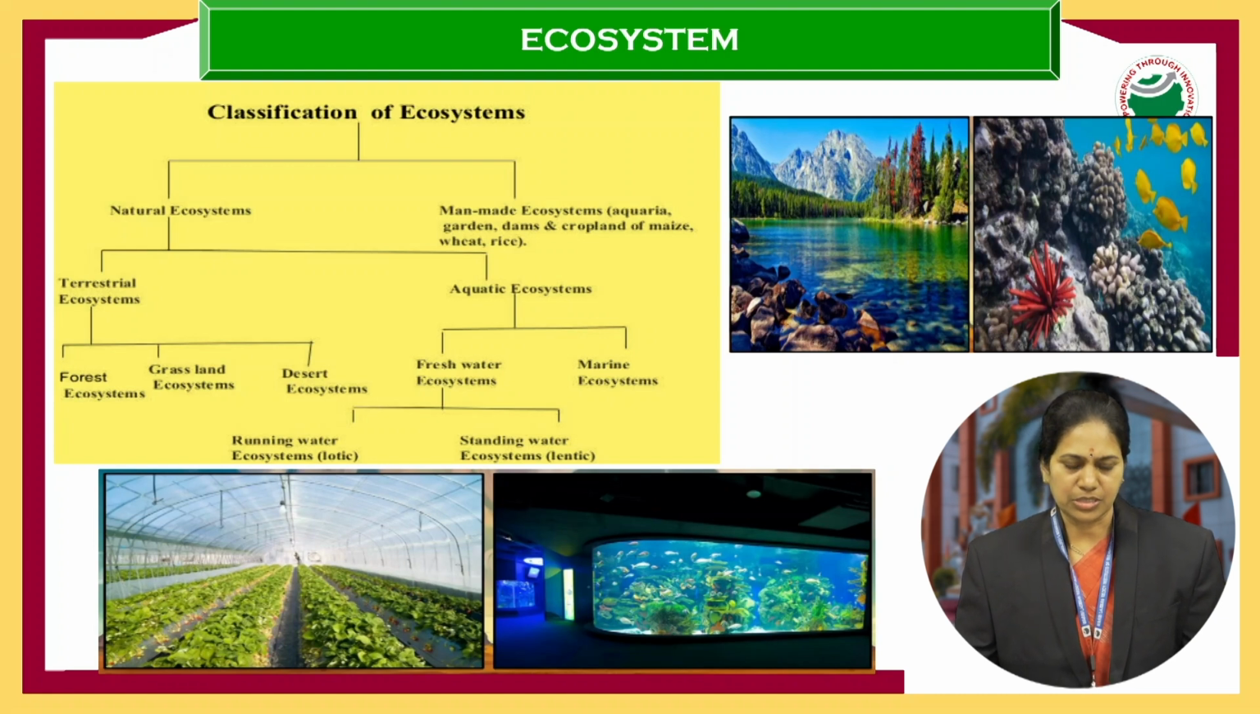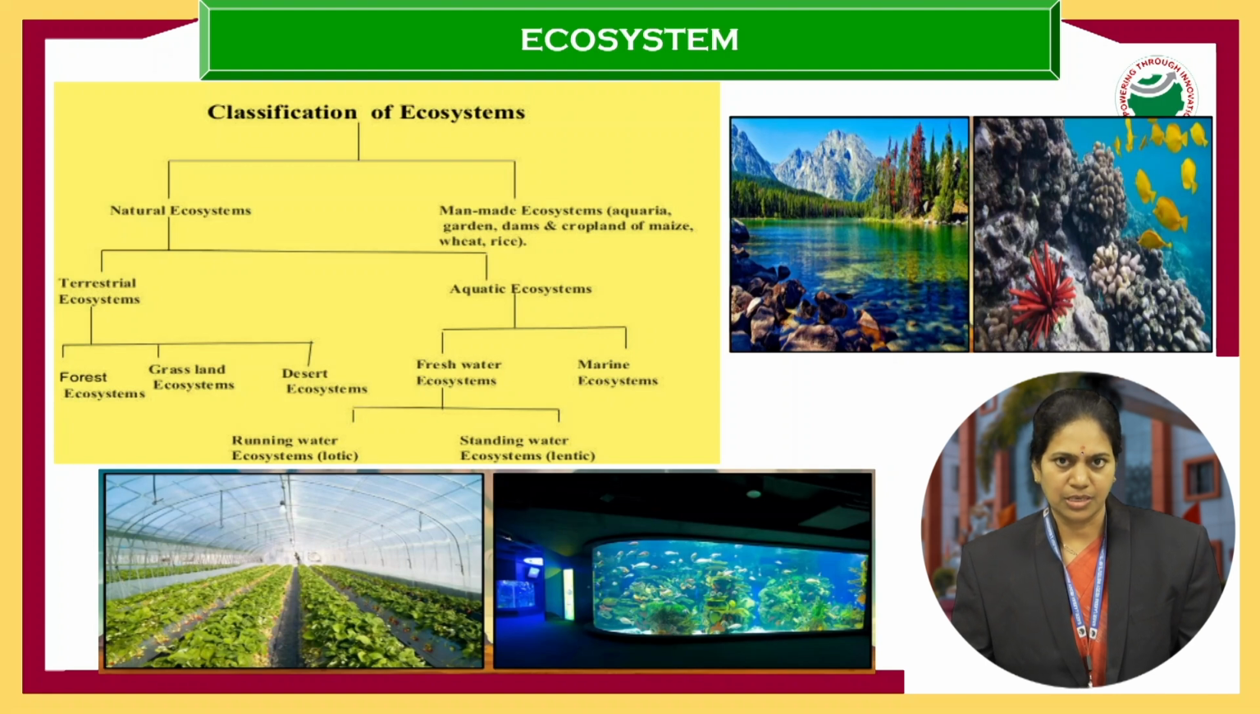Now in natural ecosystem, we have terrestrial ecosystems and aquatic ecosystems. Terrestrial ecosystems are concerned with the desert, or we are talking about grassland, we are talking about forest areas. All this comes under terrestrial ecosystems. When we are talking about aquatic ecosystems, we are speaking about freshwater ecosystems and marine ecosystems. In the marine ecosystems, as we all know, it is all the saline waters.